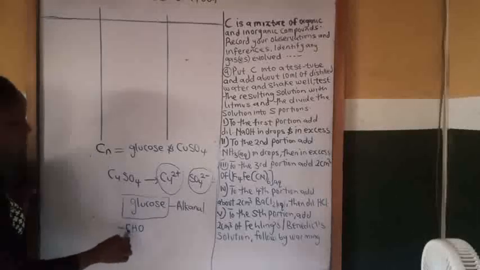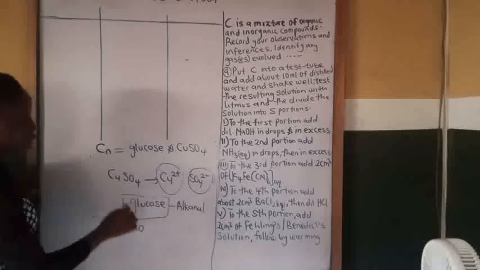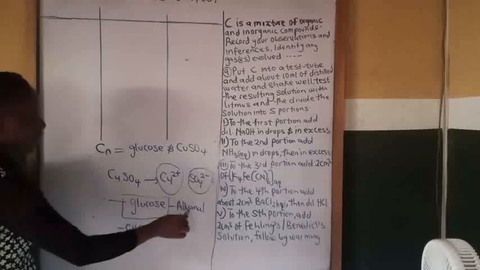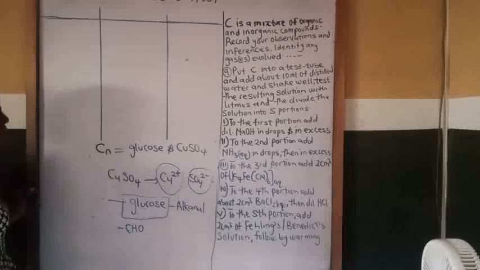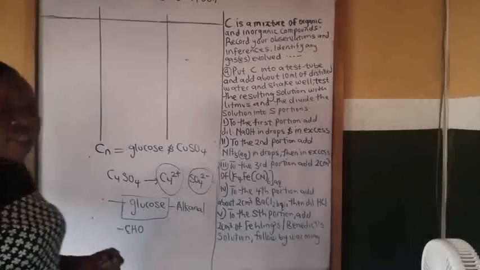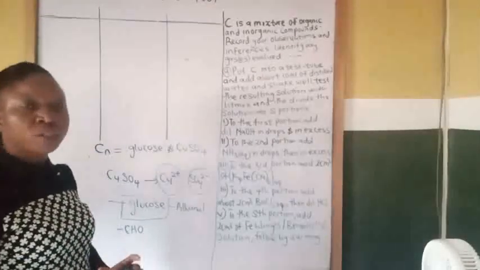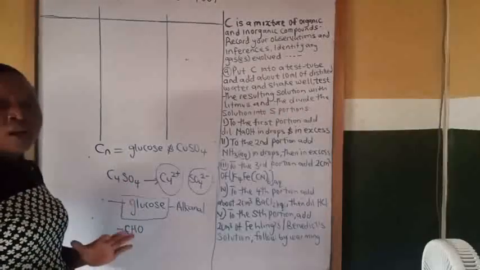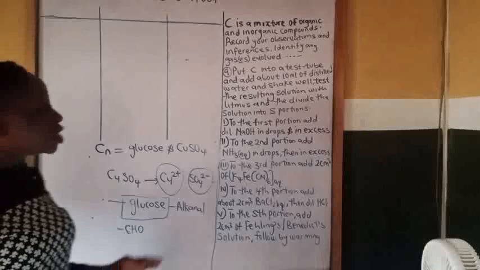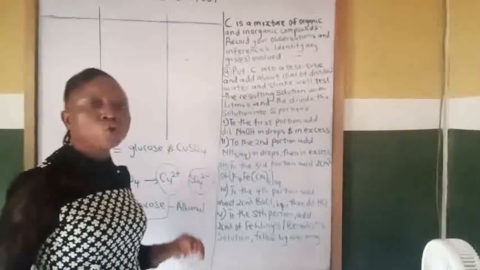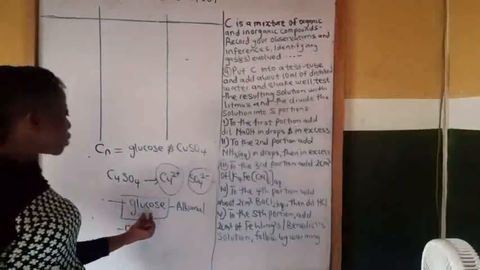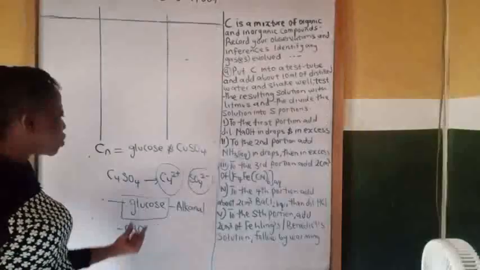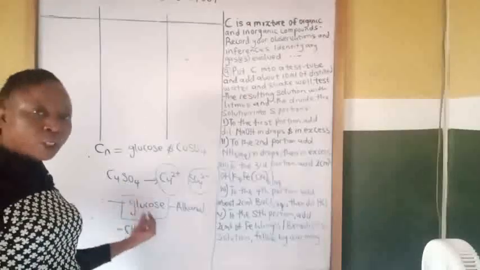So we are going to use chemical tests. Glucose is a reducing sugar. So we can use chemical tests for alkanal for glucose. What are the likely chemical tests for glucose? Addition of Fehling's solution. Then addition of Benedict's solution. Then addition of Tollens' reagent. You can use Tollens' reagent, Fehling's solution or Benedict's solution to test for reducing sugar, like glucose.